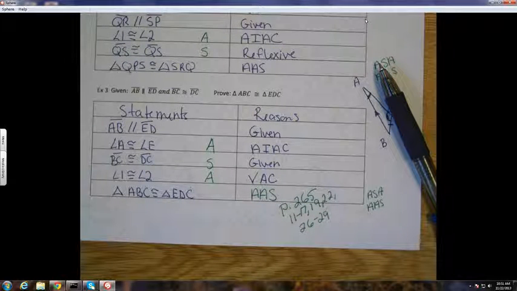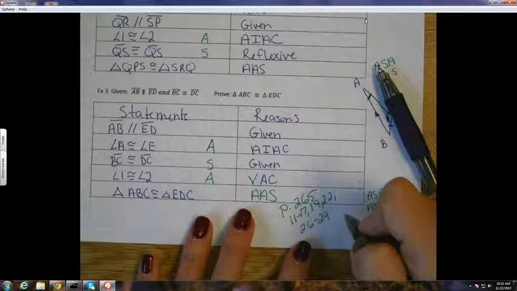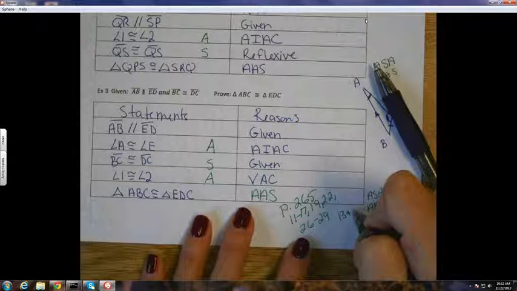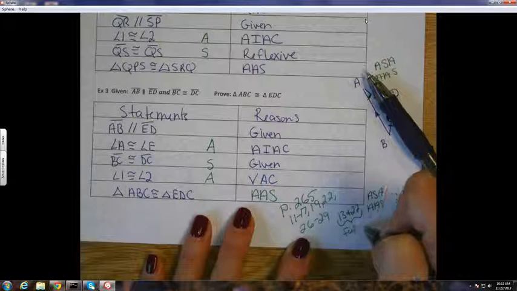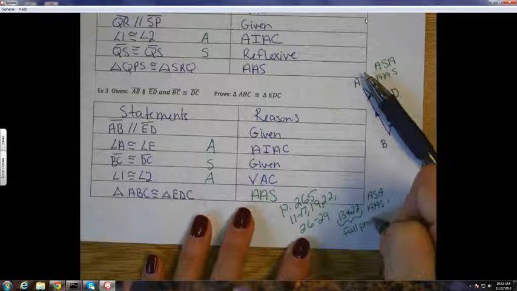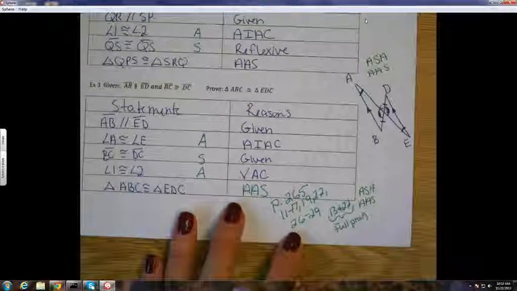Copy the picture, do all that mumbo jumbo. It's 13 and 22 are full proof. That means copy the picture, copy everything down. Full proof. Okay.